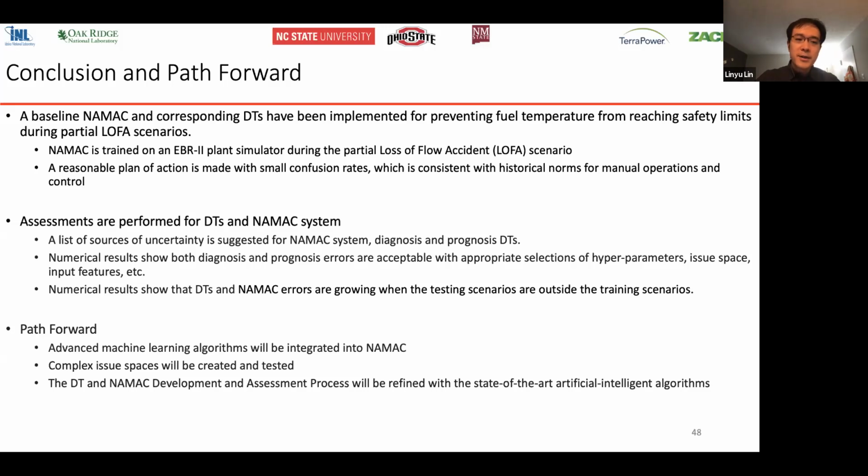So the next step is we are going to continue implementing advanced machine learning algorithms and integrate them into NAMAC. For example, the reasoning-based approach and also reinforcement learning. We are also trying to conduct simulations with complex issue space and to have a much larger knowledge base. And meanwhile, we are trying to refine our development assessment process with state-of-the-art artificial intelligence algorithms like meta learning.